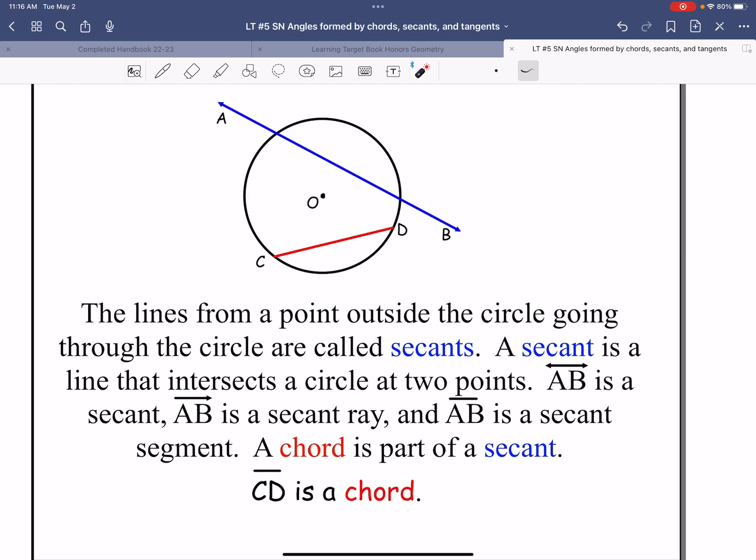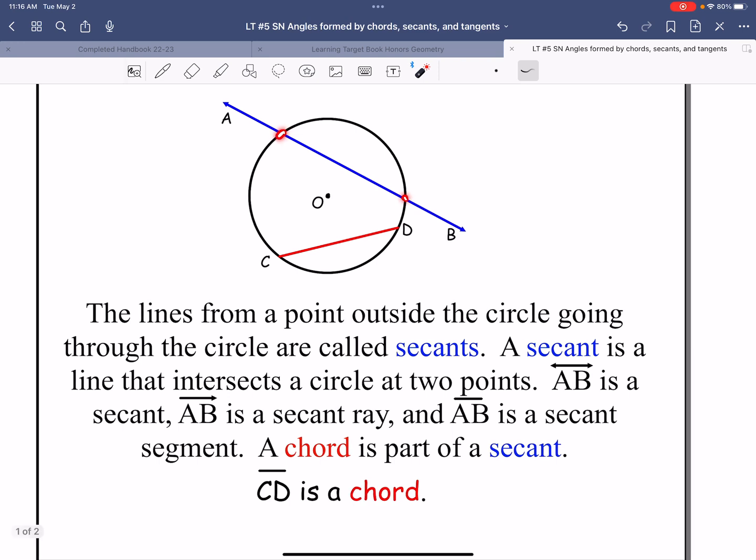The lines from a point outside the circle going through the circle are called secants. So AB, line AB is a secant. A secant is a line that intersects a circle at 2 points. Notice these 2 points, if I connect between those two, I get a chord. So a chord is part of a secant line. AB is a secant. Ray AB is a secant ray. Segment AB is a secant segment. A chord is part of a secant. So we say CD is a chord.